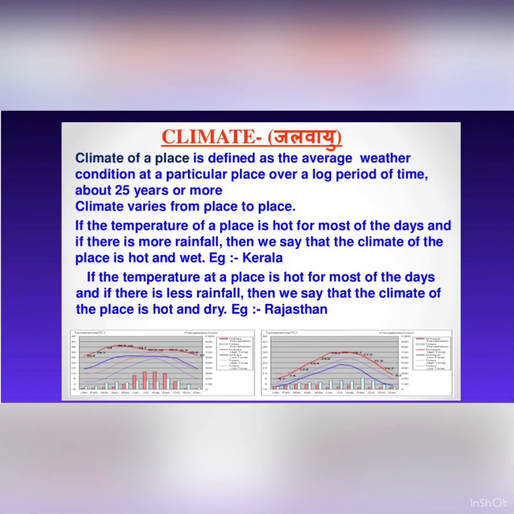Now, what is climate? When the weather remains the same for a very long period of time, say for 25 years or more, then it is called climate. If the temperature of a place is hot for most of the days and if there is more rainfall, then we can say that the climate of a place is hot and wet. If the temperature of a place is hot for most of the days and there is less rainfall, then we can say the climate is hot and dry. For example, in Rajasthan it is very hot and there is very less rainfall, so we can say the climate is hot and dry.